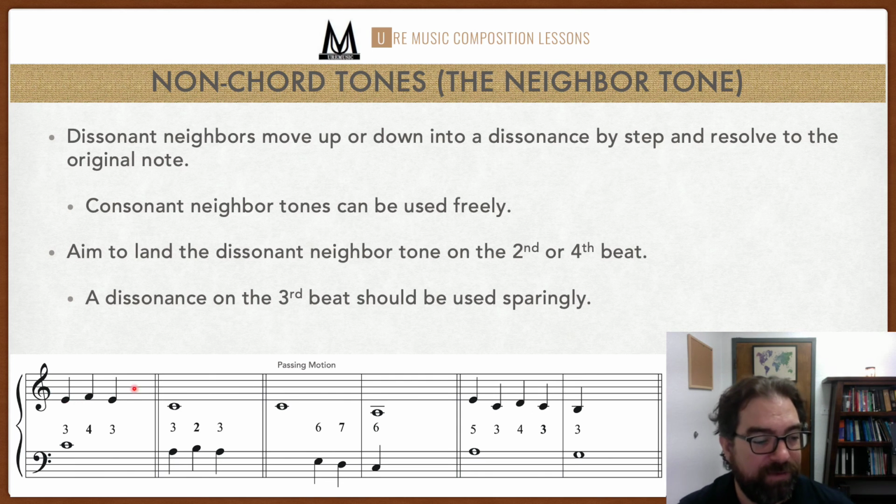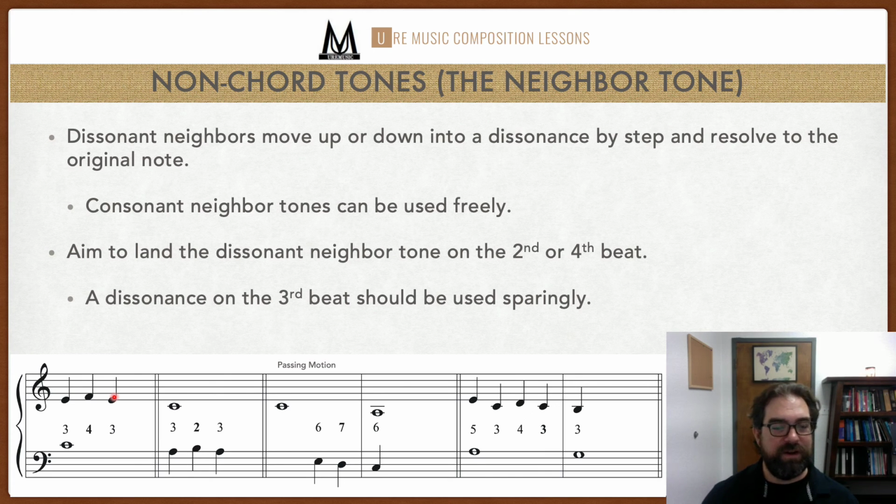If you have the fourth on the third beat, then all of a sudden you are emphasizing the even weaker beat 4. So again, the third beat going into the fourth beat, where the third beat is dissonant, it creates an emphasis on our weakest beat in the measure. So that's why we try to put our dissonant neighbor tone on beat 2 or beat 4.